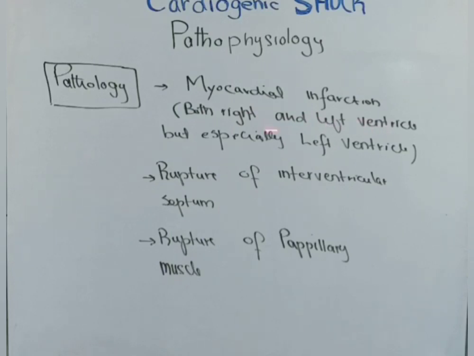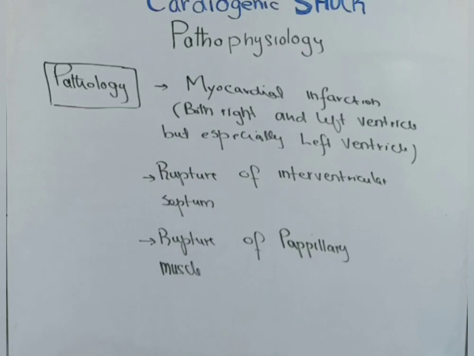Both the right and the left ventricular MI, or myocardial infarction, are important, but most important is the left ventricle, because that is the one which contributes the most in the functioning of the heart. Our ejection fraction contribution has the maximum part from the left ventricle. Then as a result of myocardial infarction, sometimes there will be a rupture of the interventricular septum.